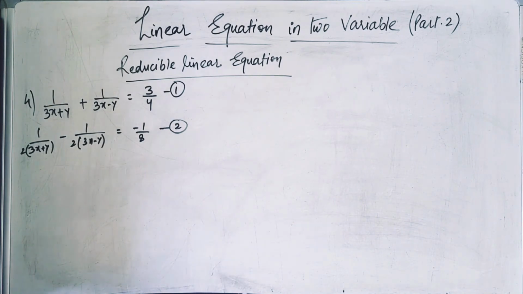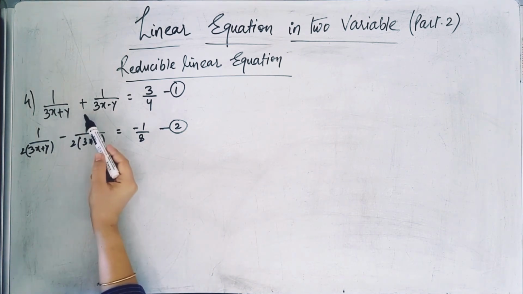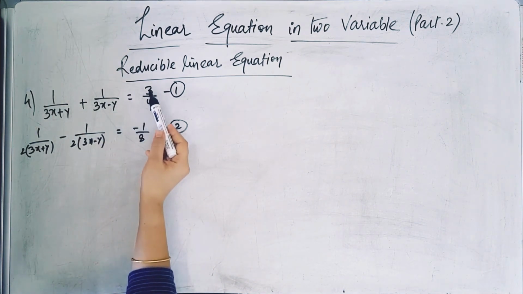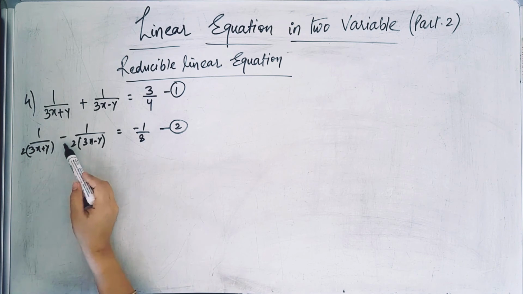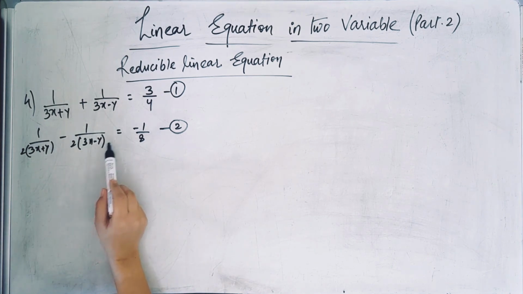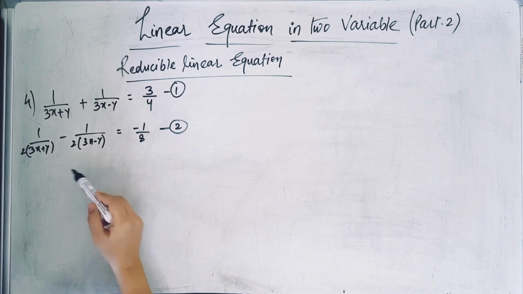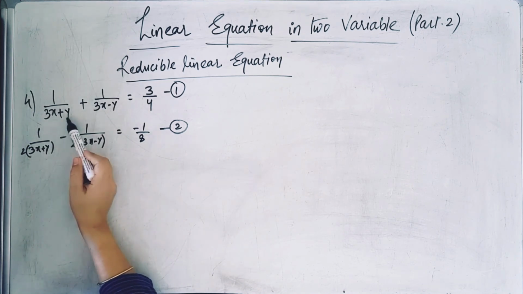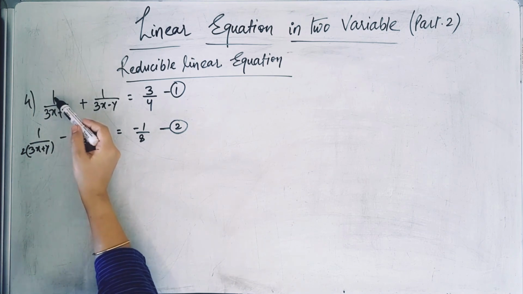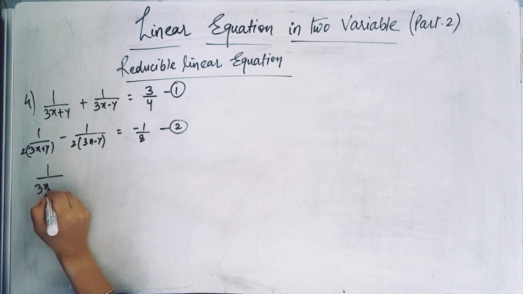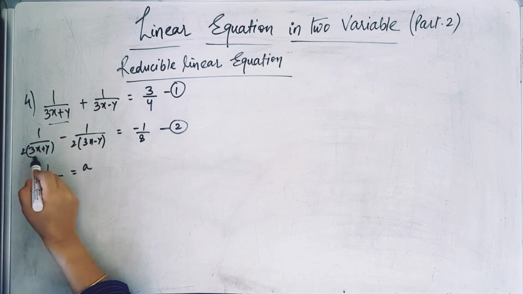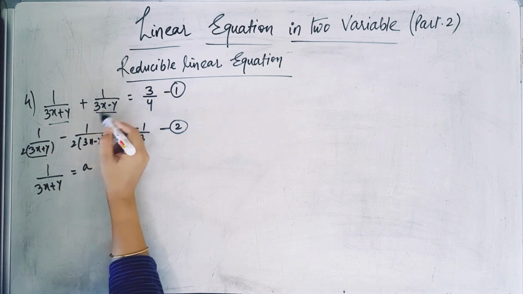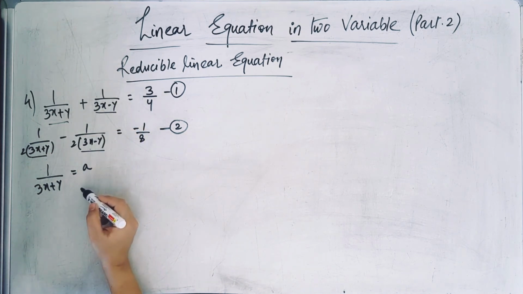So the last question of this concept, that is reducible linear equation, is 1/(3x plus y) plus 1/(3x minus y) equals 3/4. And the second equation is 1/2 into (3x plus y) minus 1/2 into (3x minus y) equals minus 1/8. So now we are able to recognize, since x and y are coming in denominators, we'll assume 1/(3x plus y) to be a, because look, 3x plus y is in both the equations. Similarly 1/(3x minus y) is in both the equations.